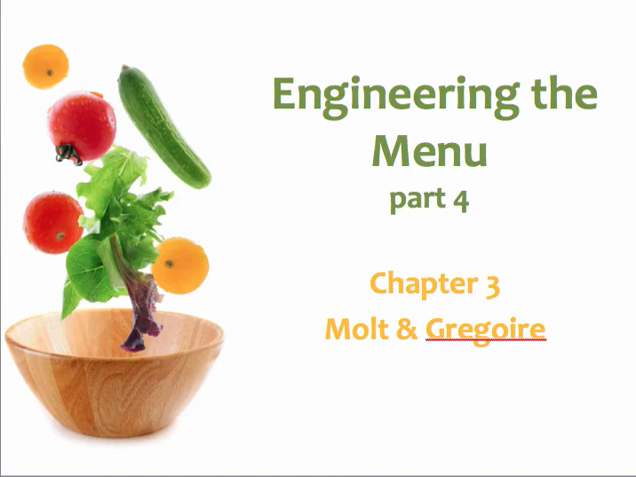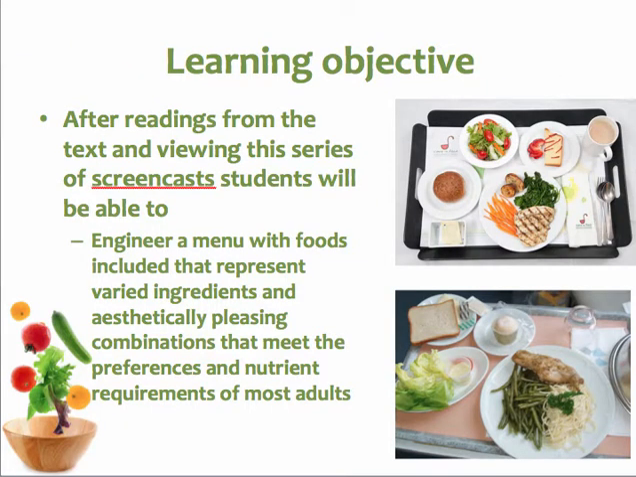In this last screencast, we'll review the steps of engineering your menu with some tips. The goal is that after reading from the text, looking at a variety of food and recipe ideas, reading the interviews with seniors, and viewing these screencasts, students will be able to engineer a menu with foods included that represent varied ingredients and aesthetically pleasing combinations that accommodate the preferences and meet the nutrient needs of most adults.